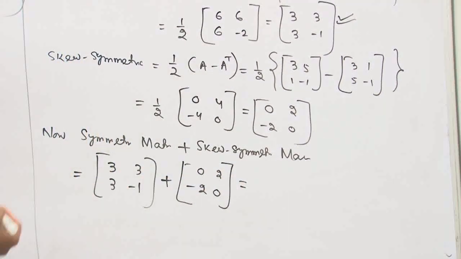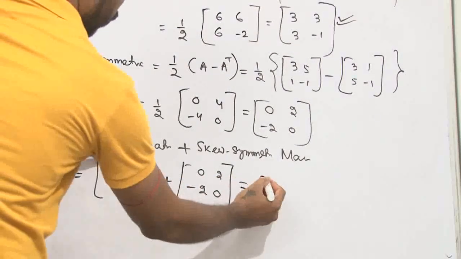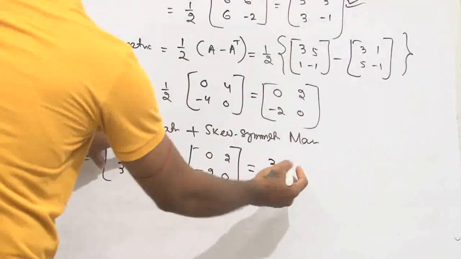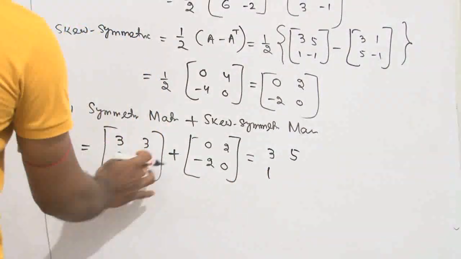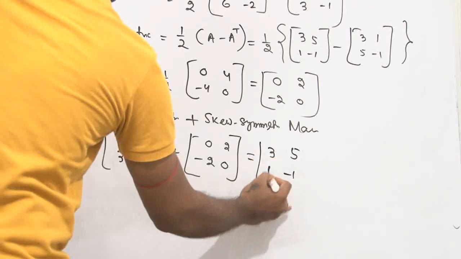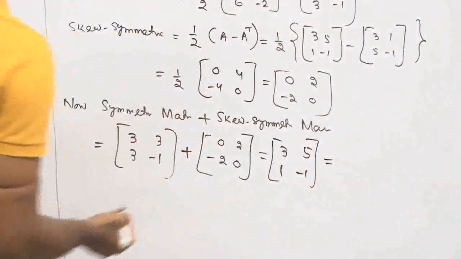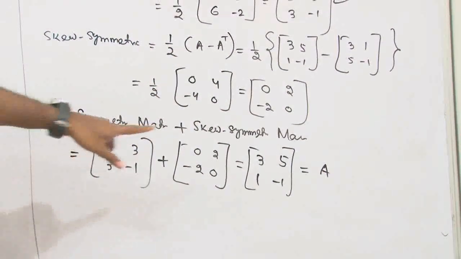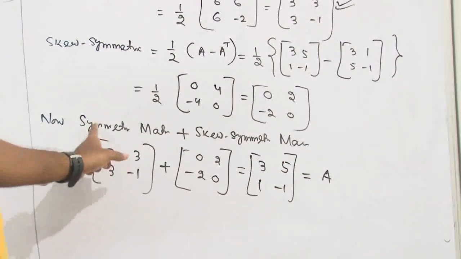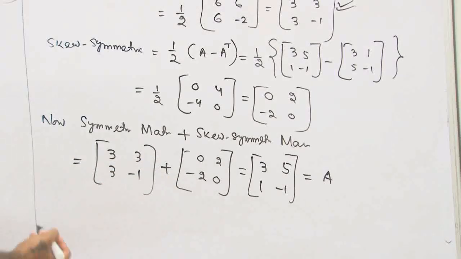If we add them, then we get the result 3 plus 0, that is 3, 3 plus 2, that is 5, 3 plus of minus 2, that is 1, minus 1 plus 0, that is minus 1. And this is also equal to the given matrix. So every matrix can be expressed as the sum of a symmetric and a skew-symmetric matrix.